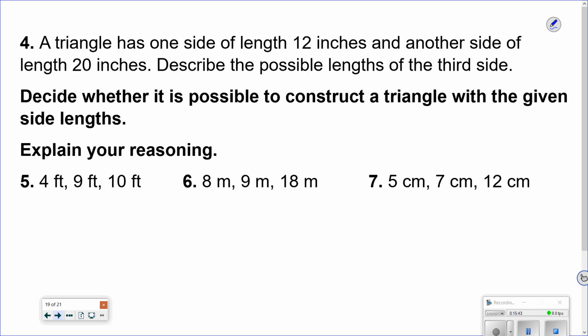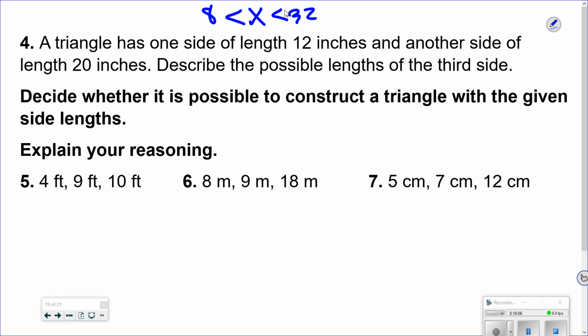So that first one, right? We want to find the possible lengths of the third side. So you add them to find the upper one. So 12 plus 20 is 32. So we know that our third side has to be smaller than 32. And it has to be greater than, subtract those two. 20 minus 12 is 8. So we know it has to be bigger than 8 and smaller than 32. It could be anywhere in between that.